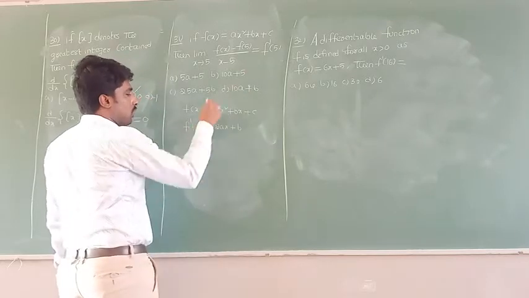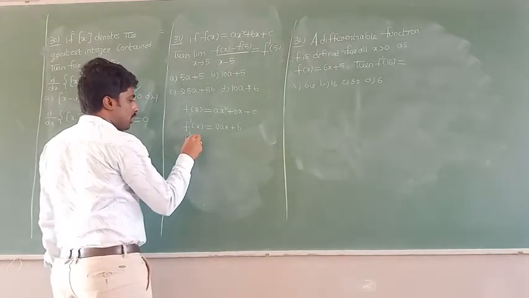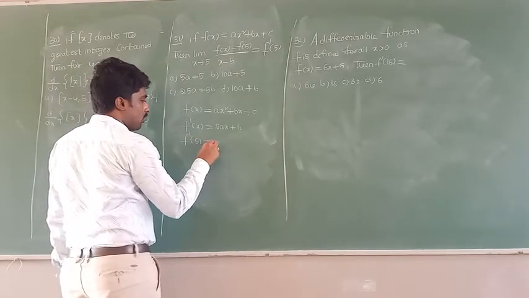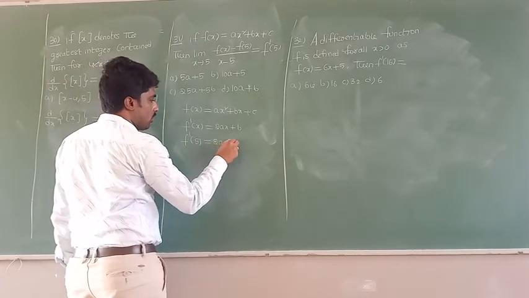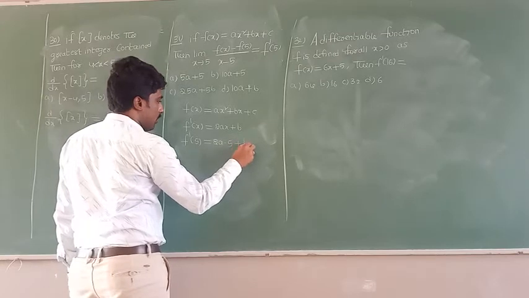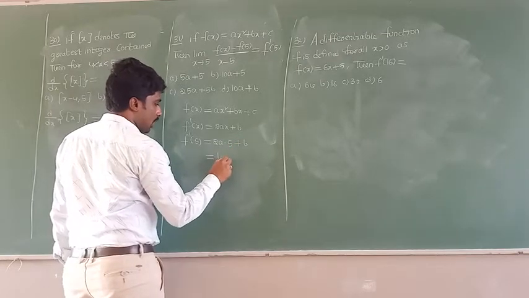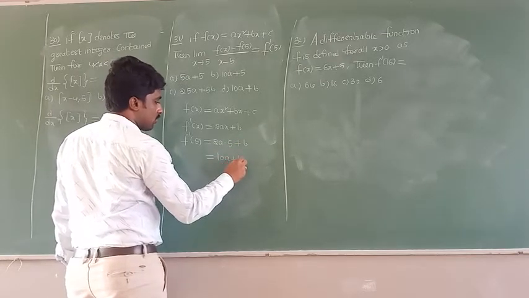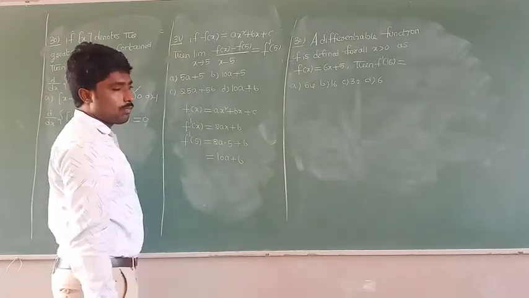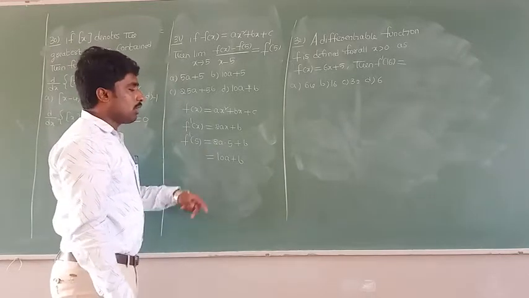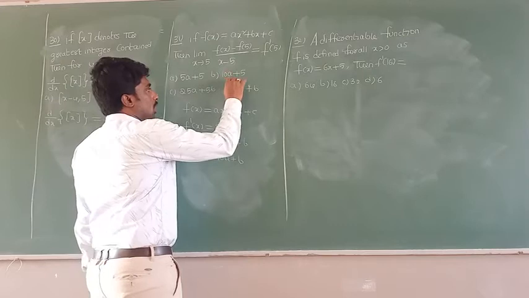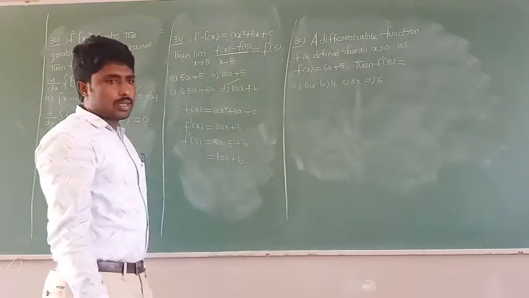Now if I substitute 5 in place of x, what am I getting here? F dash of 5 equal to 2a into 5 plus b. So if I multiply, what am I getting here? 10a plus b. This is a very important problem, a previous year CASET problem. 10a plus b. So now tell me, option D is the correct answer.